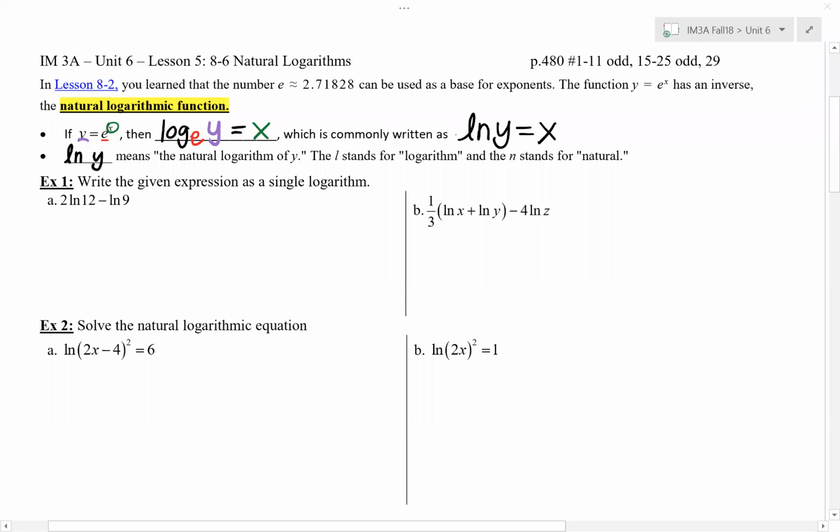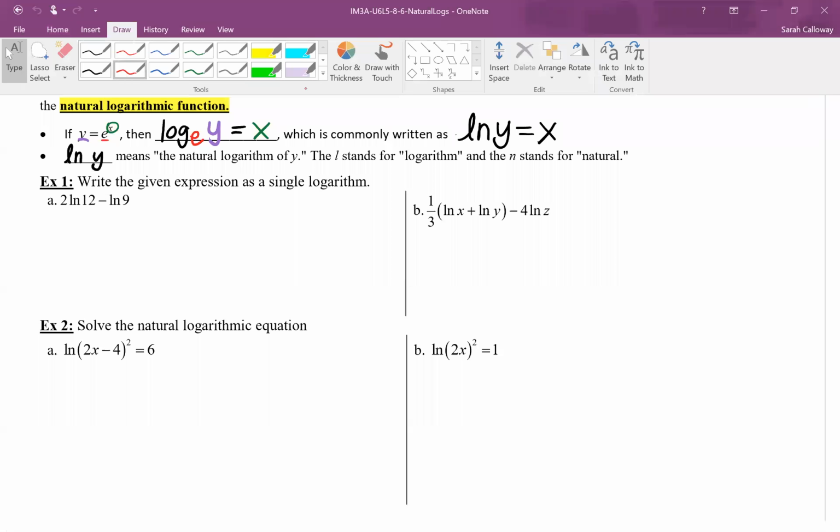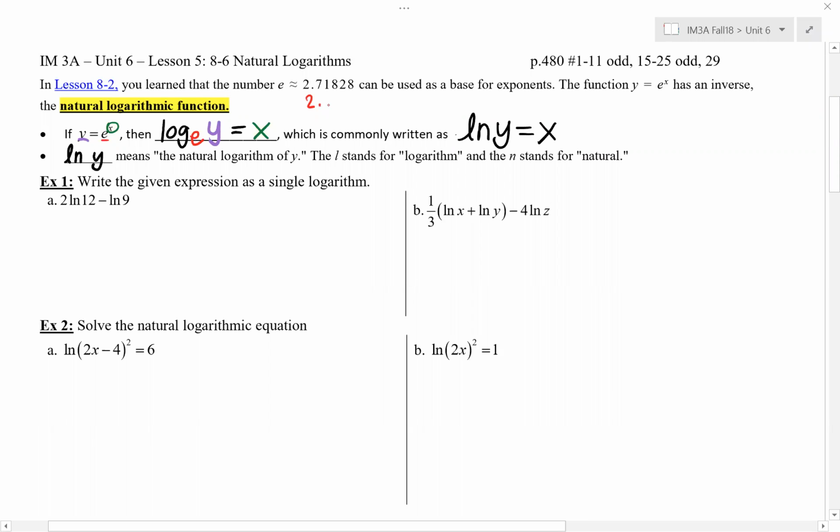The last lesson for Unit 6 is Lesson 5, which covers Section 8-6, Natural Logarithms. This builds on the number e that we learned in Lesson 1, which was Section 8-2. Remember that e is the number that's estimated as 2.72 if we round that up, and can be used as the base for exponents.